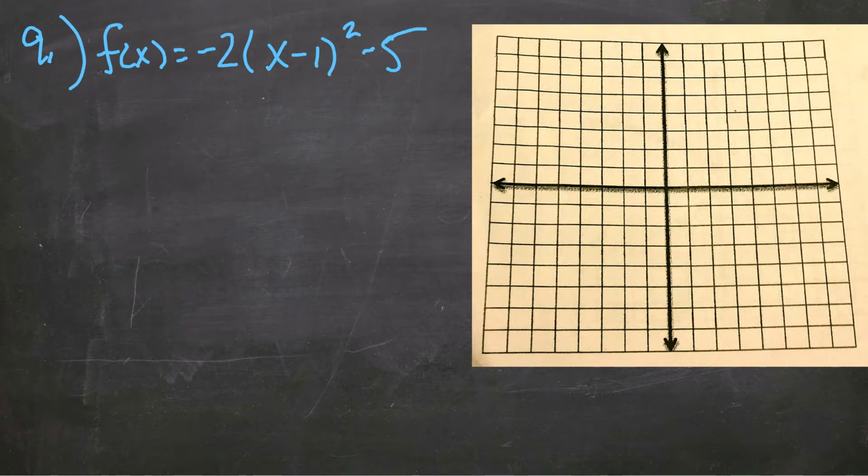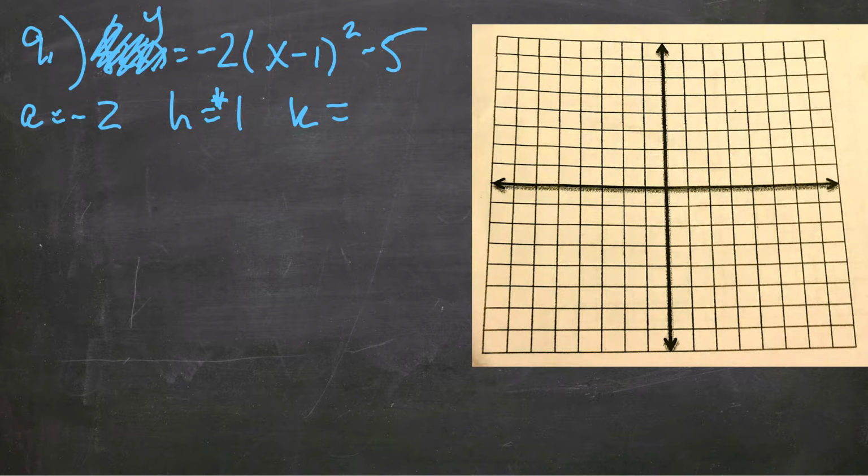Alright, number 9, f of x equals negative 2, x minus 1 squared minus 5. Remember, if you don't like that f of x, you can just cross that off and put y. A is negative 2, h is positive 1, I almost messed that up. K is negative 5. So remember, we change the one in the parentheses, we don't change the one outside of it.